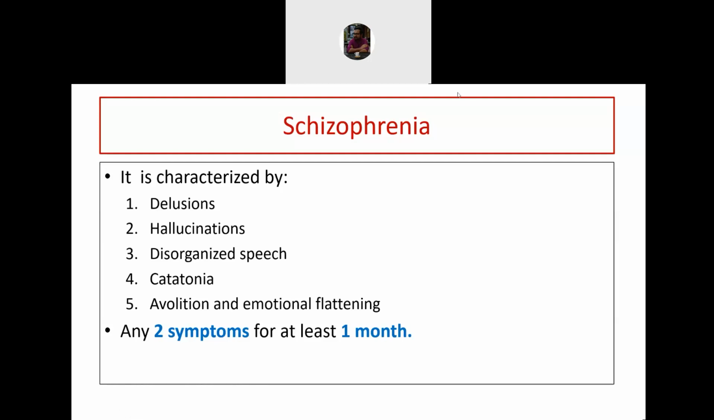So we already know what is delusion. We know that delusions are disorders of thought. We know that hallucinations are disorders of perception. Disorganized speech means that the content, the relevance, the coherence, or the flow of the speech, any one or more of these can become abnormal.